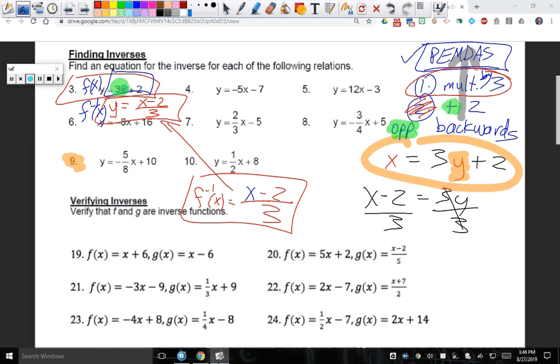Okay? Let's do the ones that are more difficult. Listen, this shortcut will work 95% of the time. When it doesn't work, I will show you what that looks like next class, but you got to get some homework practice under your belt, okay? Let's go to number 9.